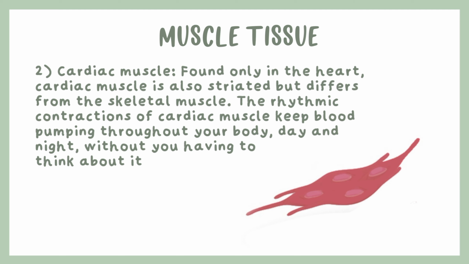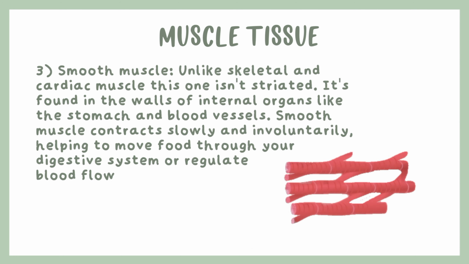Cardiac muscle. Found only in the heart, cardiac muscle is also striated, but differs from skeletal muscle. The rhythmic contractions of cardiac muscle keep blood pumping throughout your body, day and night, without you having to think about it. Smooth muscle. Unlike skeletal and cardiac muscle, smooth muscle isn't striated. It's found in the walls of internal organs, like the stomach, intestines, and blood vessels. Smooth muscle contracts slowly and involuntarily, helping to move food through your digestive system or regulate blood flow.